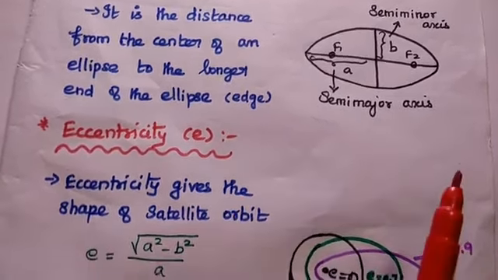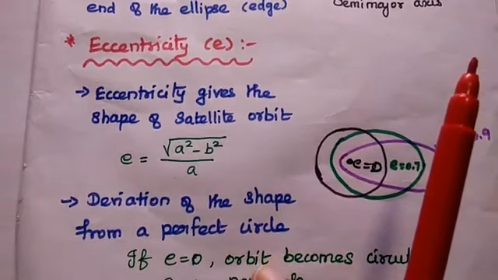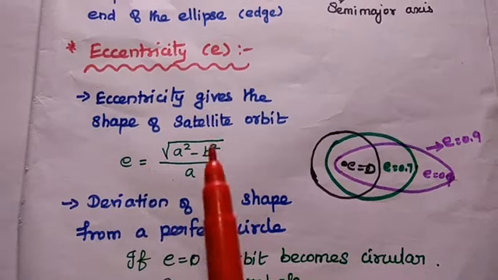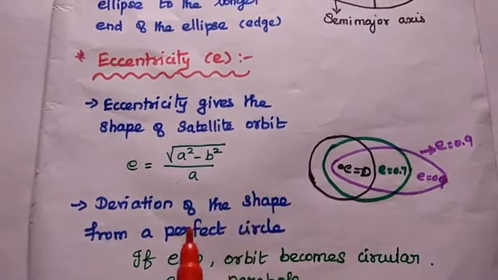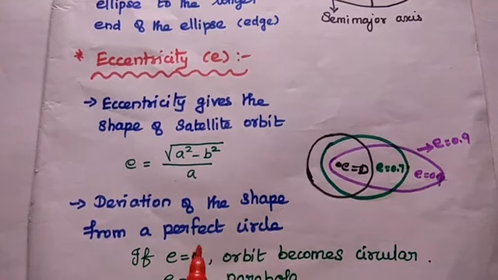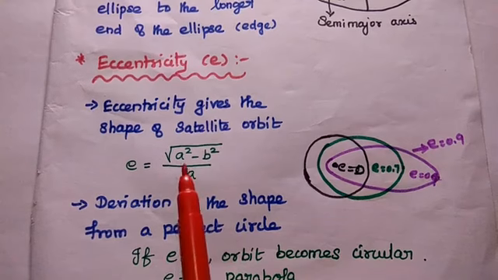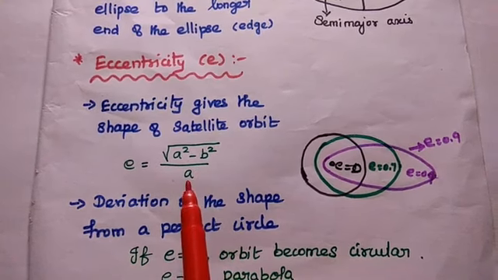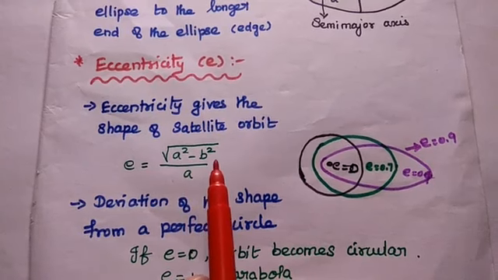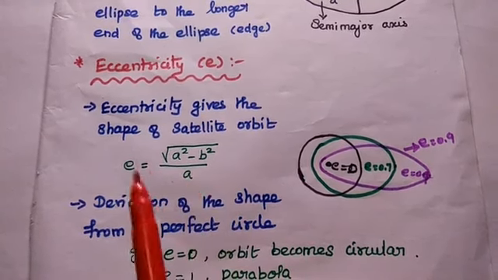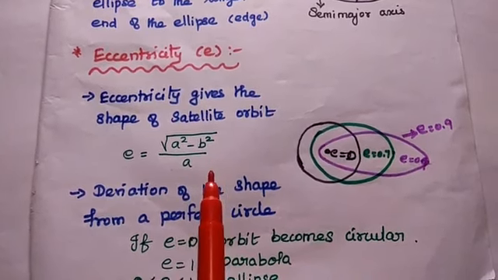Okay, so next one is eccentricity. Eccentricity is the orbital parameter which gives the shape of the satellite orbit. That is the deviation of the shape from a perfect circle. So it can be obtained from the formula square root of a squared minus b squared, divided by a. Here a is the semi-major axis, b is the semi-minor axis. So based on this value, the shape of the satellite orbit is defined.